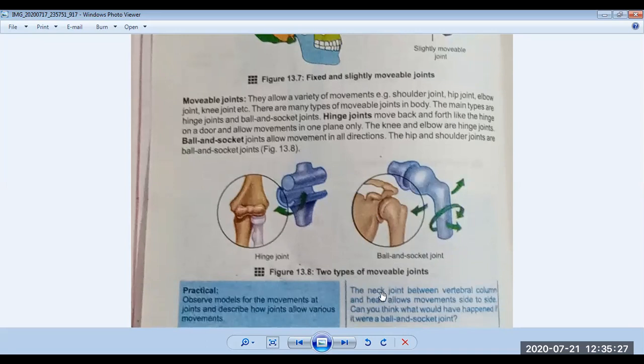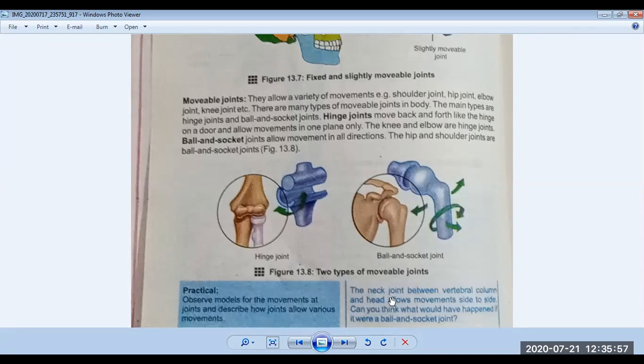So look here, the neck joint between the vertebral column and head allows movement side to side. Can you think what would have happened if there was a ball and socket joint? Definitely, we have discussed in this paragraph that a ball and socket joint allows movements in all directions. So if this joint was in our neck, our neck could be moved in all directions.